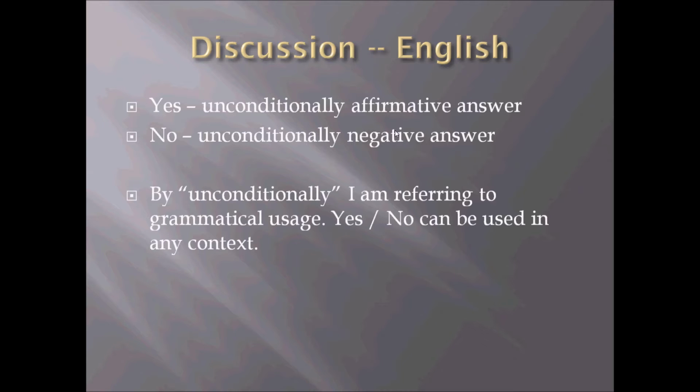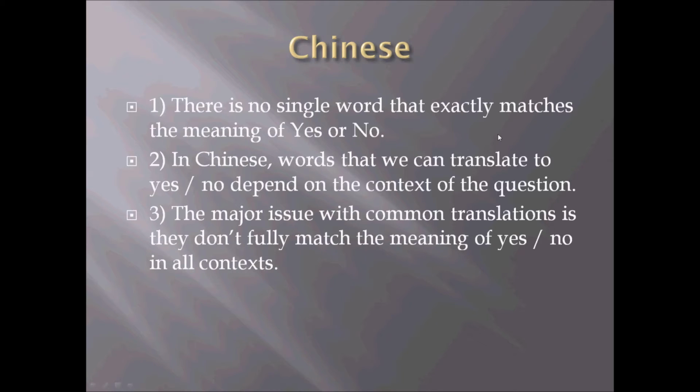So in English, yes is an unconditionally affirmative answer, and no is unconditionally negative. By unconditionally, I'm talking about grammatical usage. It doesn't matter what context we're talking about. When you say yes, it is an affirmative answer about something, and when you say no, it is a negative answer. However, the difference is that in Chinese, there is no single word that exactly matches the meaning of yes or no as they work in English and in other European languages.